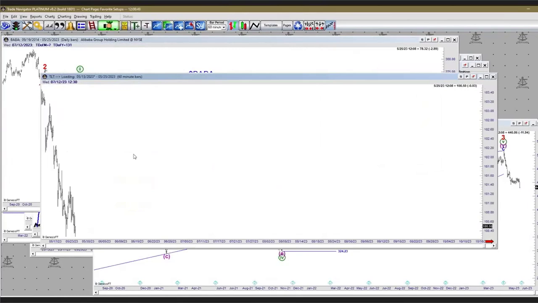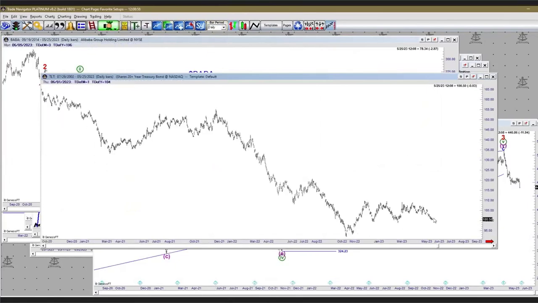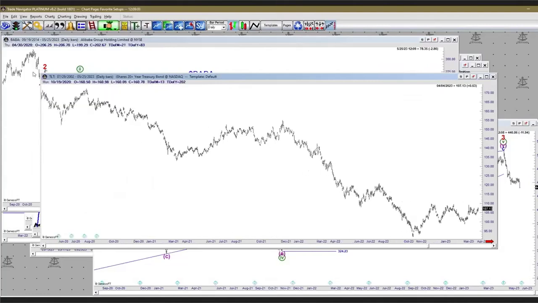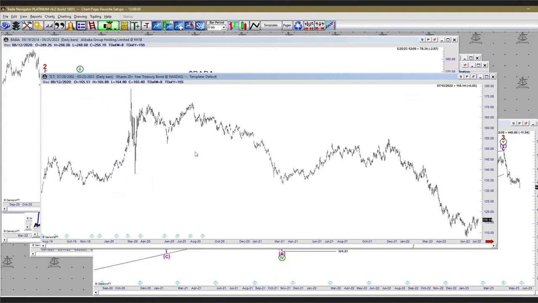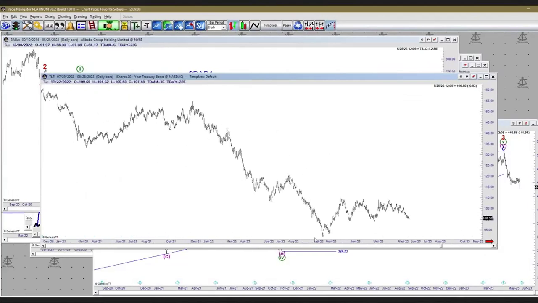All right, and then one more question about TLT, which is the bond ETF. It looks to me like it could be heading down in a fifth wave. But, you know, 1, 2, 1, 2, 3, 4, 5, 4. I haven't really looked at it, but maybe that's a possible triangle? So it looks like it could come on down to new lows. We'll see.